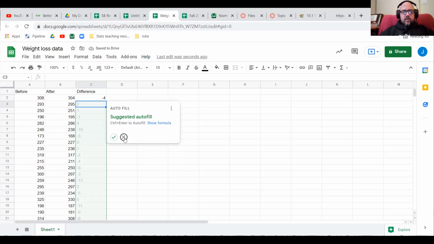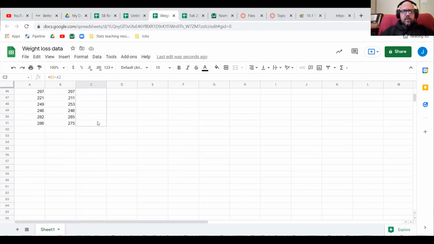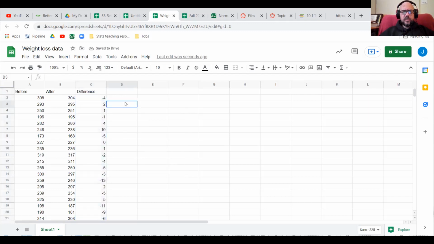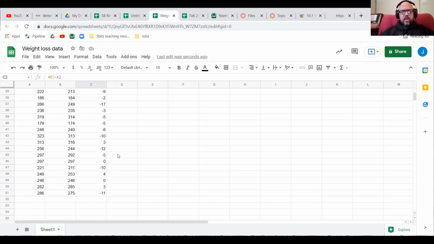And then I wish they wouldn't autofill. I think that's actually correct, and I'm going to pull this down to all 50 people, and I'm going to make a point. All right, so let's go look at the results. So the difference is -4, 2, so gained 2, gained 1, lost 1, gained 4, lost 10, lost 5, stayed the same, gained 1, lost 2, lost 4, lost 5, lost 3, lost 13, etc. I'm not going to say them all out loud. So it looks like we have more weight lost than weight gained, which is good. That's an indication that the program probably works.